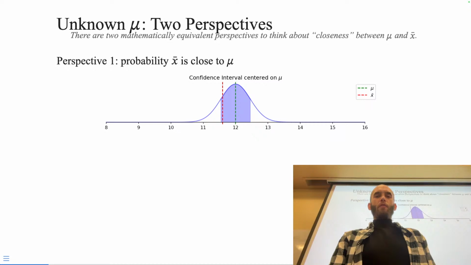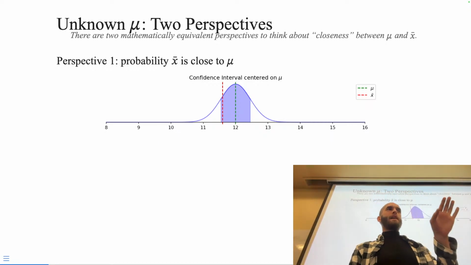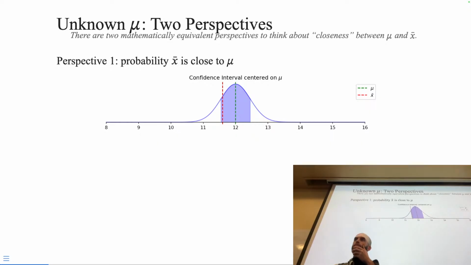But this is not going to work for us, right? How do I calculate a confidence interval that's centered on the truth if I don't know the truth? Does anyone know what we do here? I know someone mentioned this actually last class. Anyone know what the second perspective is? How do we construct confidence intervals if we don't know the truth? Which is precisely our question.